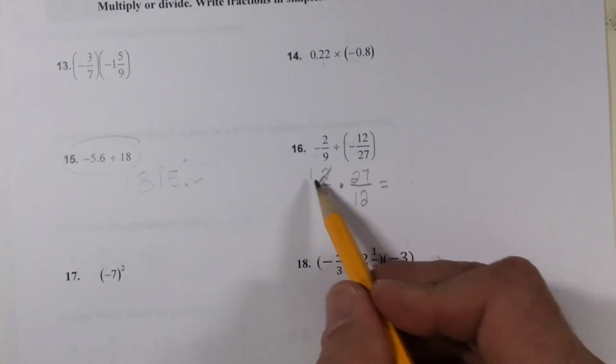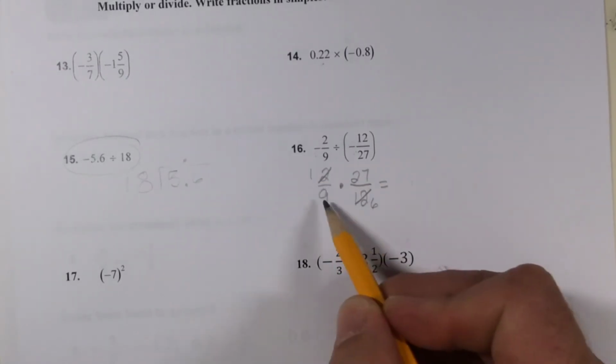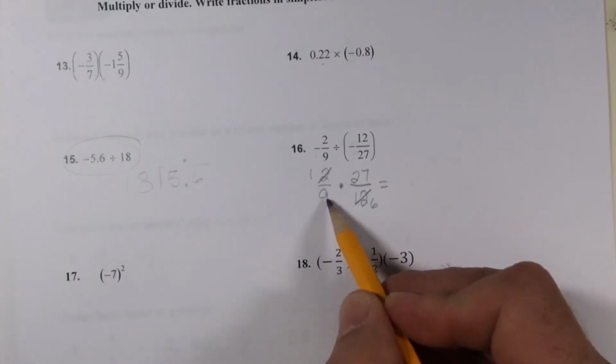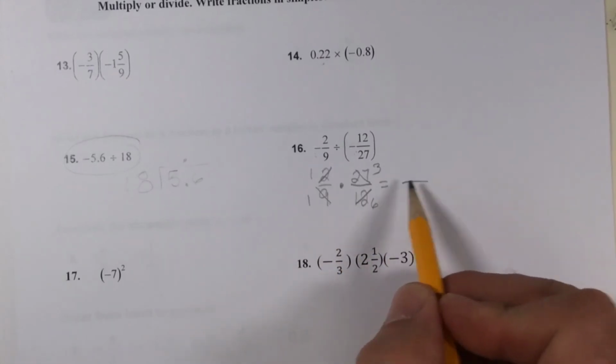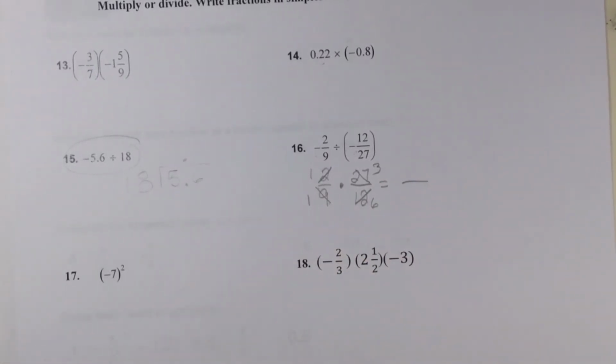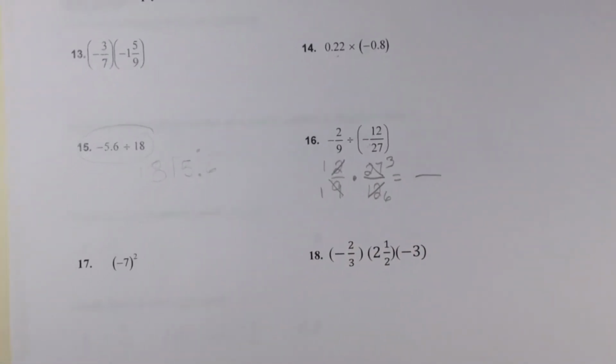2 goes into 2 once. 2 goes into 12 6 times. 9 goes into 9 once. 9 goes into 27 3 times. Multiply across the top, multiply across the bottom. Don't forget to simplify because it will be possible in that one.